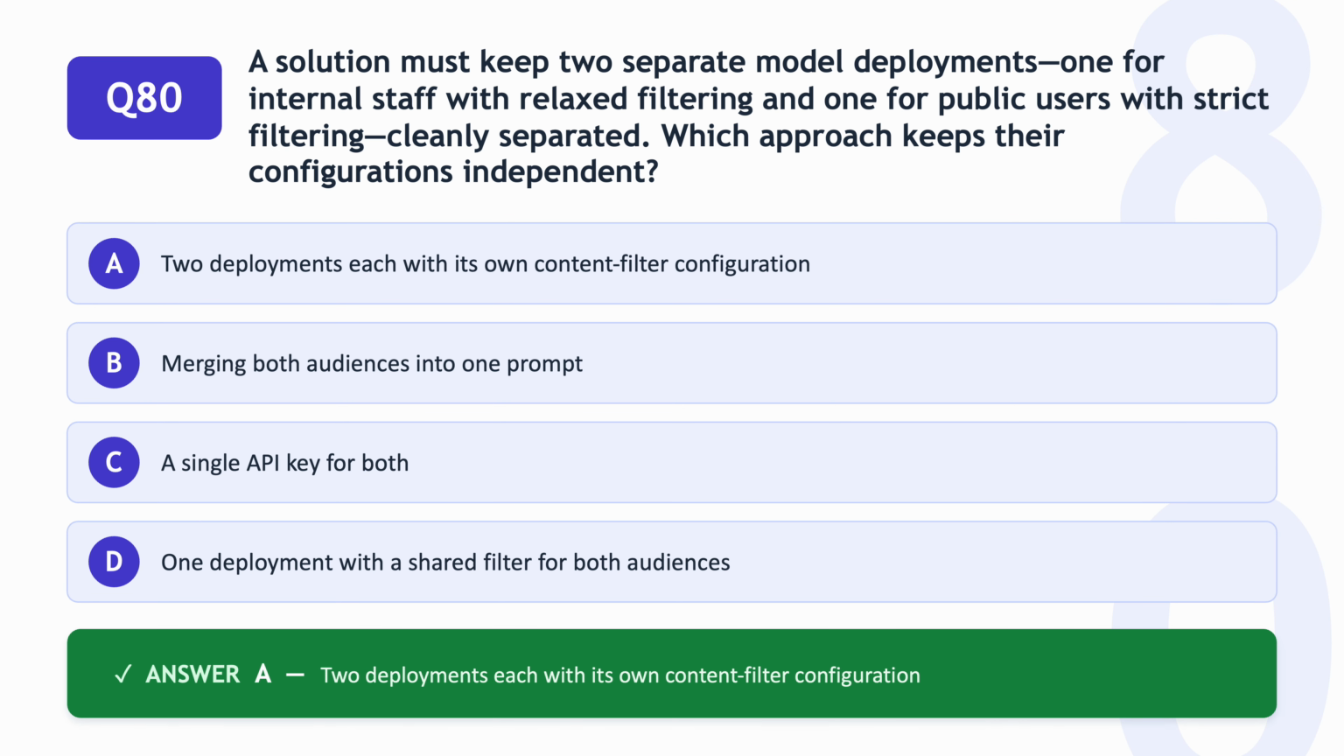Correct answer: A. Two deployments each with its own content filter configuration. Why A is correct. The requirement is to keep two audiences separate. Internal staff: more permissive, relaxed filtering. Public users: stricter filtering and safety controls.